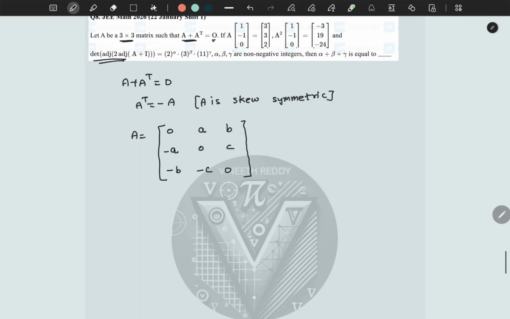Now what did he say? A multiplied with this. Okay, so let me multiply A with 1, minus 1, 0. So we get 0, a, b; minus a, 0, c; minus b, minus c, 0, multiplied with 1, minus 1, 0, and what do we get, dear students? That should be equal to 3, 3, 2.